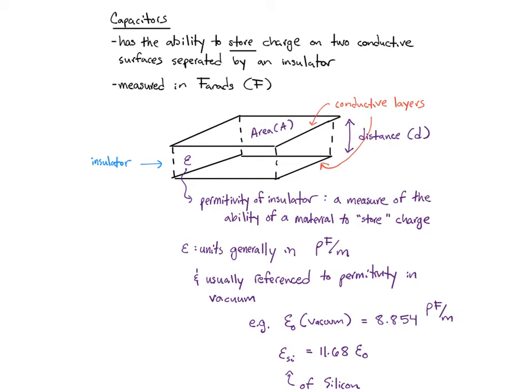Okay, this is part 2 of basic passive elements, where we will be discussing the capacitor. A capacitor is an interesting element. It is a passive element, but it doesn't dissipate energy as resistors do. But they have the ability to store energy, and it stores energy in the form of charge stored on two conductive surfaces separated by an insulator.